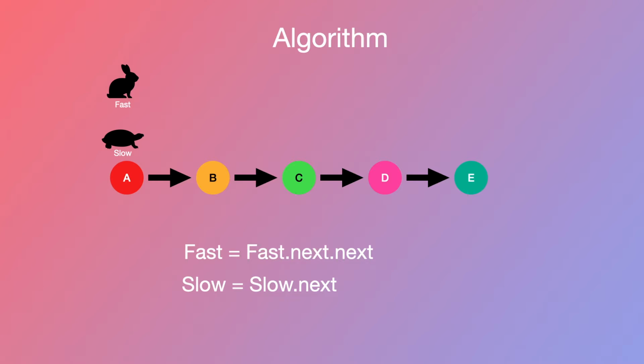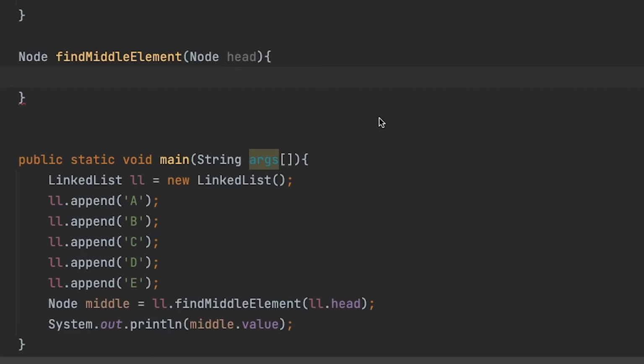So we have a fast pointer and a slow pointer. The fast pointer will move by 2 steps and the slow pointer will move by 1 step. Now the fast pointer is not at the end of the linked list. So the fast pointer will take 2 more steps and the slow pointer will move by 1 step. Now the fast pointer is at the end of the linked list. So the point where the slow pointer is pointing right now will be the middle element of the linked list. So we have seen the algorithm. Now let's look at the code.